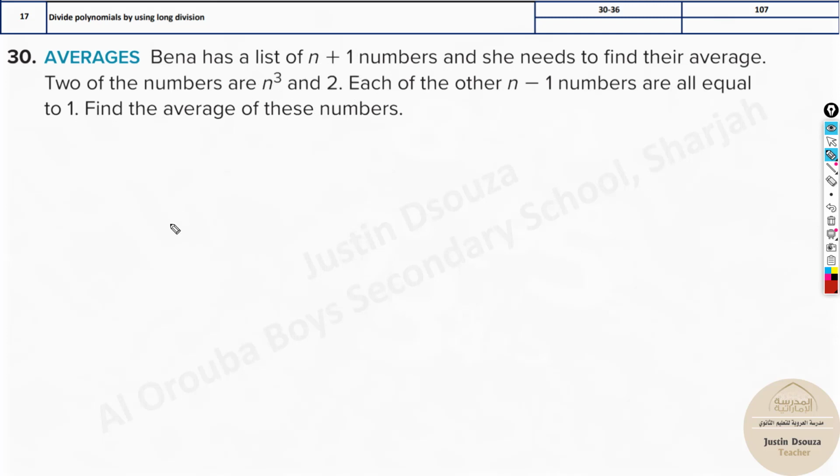So she has n plus 1 numbers. We don't know what that is, but these two are the numbers in that. Each of the other n minus 1 numbers are equal to 1. So one number is given, another number is given, and the rest are so many numbers. If at all you imagine there are 6 numbers, n is 6. So there are 6 plus 1, how many? 7 total numbers.